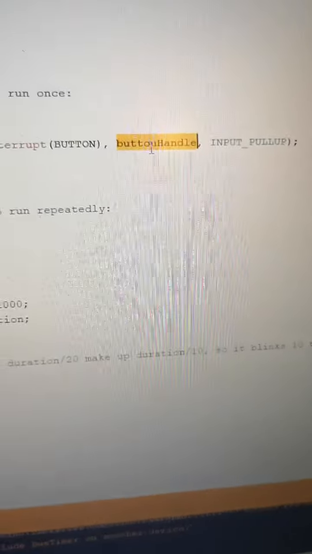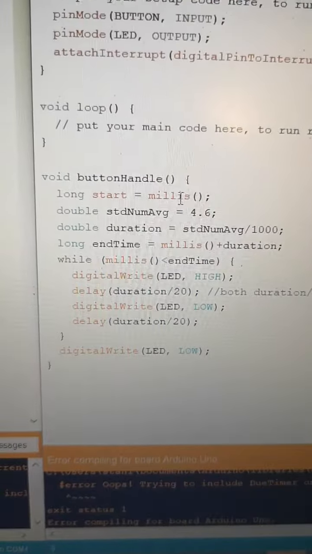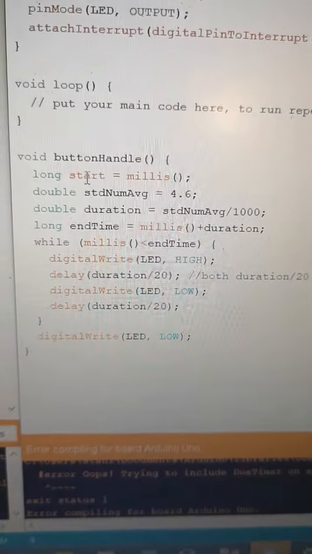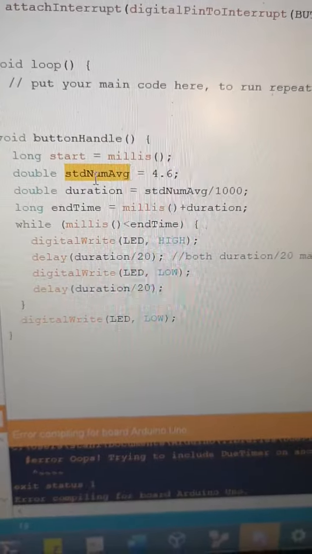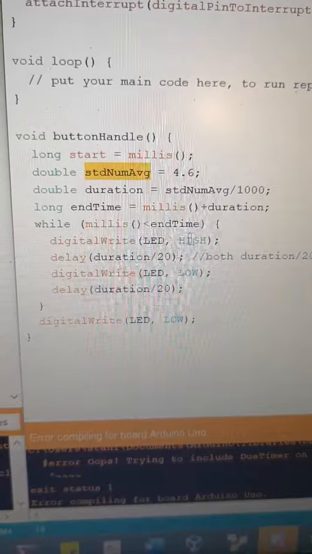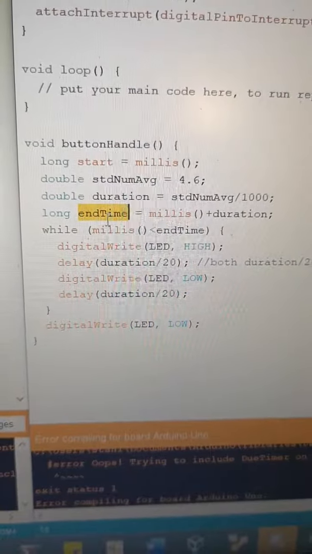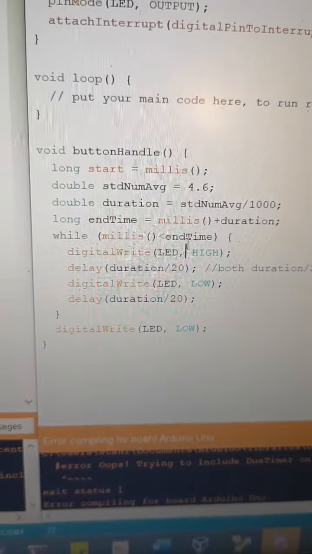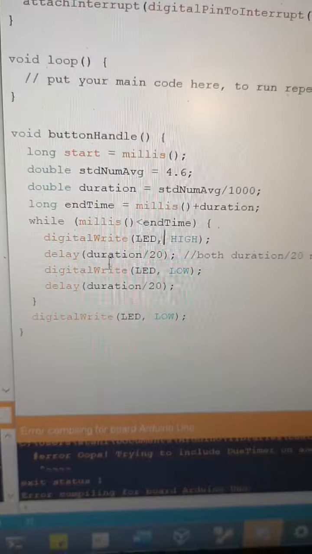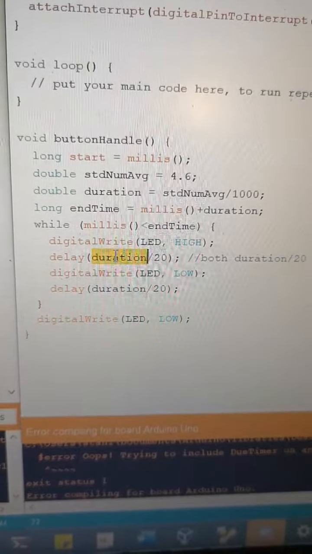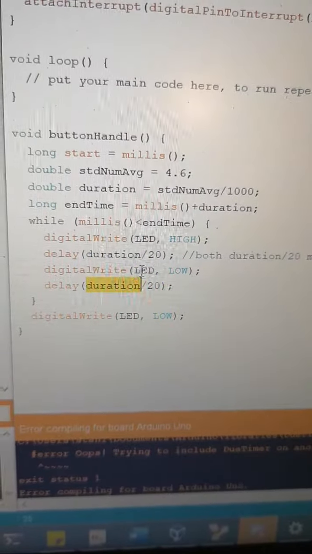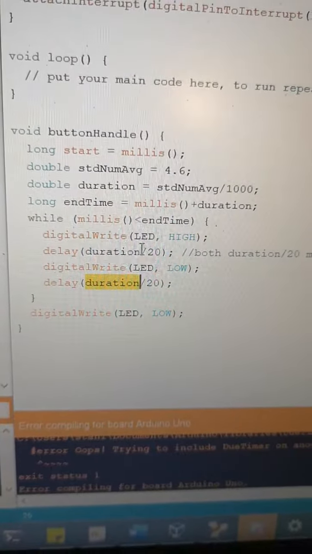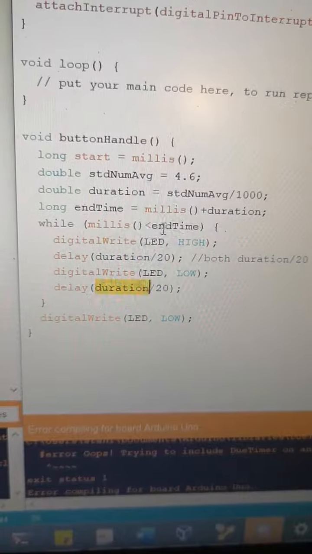And then I attach this handler to it, and when the handler is activated, I calculate the duration using my student number, and I get the end time. And while the current time is less than the end time, it keeps blinking, and it blinks with a frequency of 1/10 of the duration, which makes it blink 10 times throughout this whole duration.